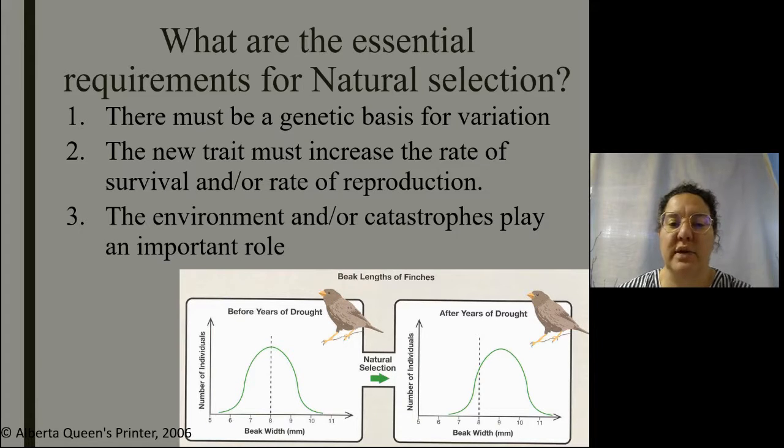This new trait must increase the rate of survival and/or the rate of reproduction. So if those birds are more likely to find food, they're more likely to survive and reproduce. And the environment and/or catastrophes also play an important role because the environment is what puts pressure on organisms to adapt and survive. So if an environment all of a sudden changes, you're going to see some natural selection in those populations because all of a sudden they have new living conditions.